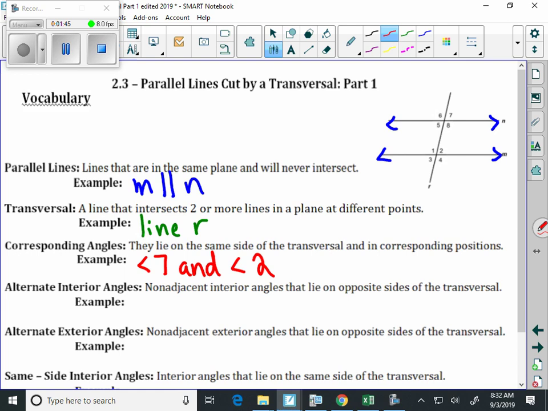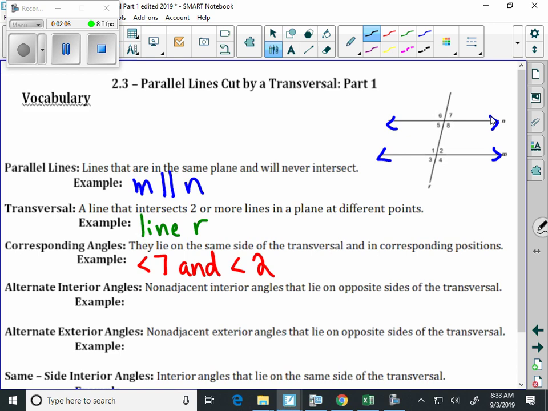So there are actually 3 more sets of corresponding angles. We could have said angle 8 and angle 4. We could have said angle 5 and angle 3. We could have said angle 6 and angle 1. It's all about their position relative to the parallel line.